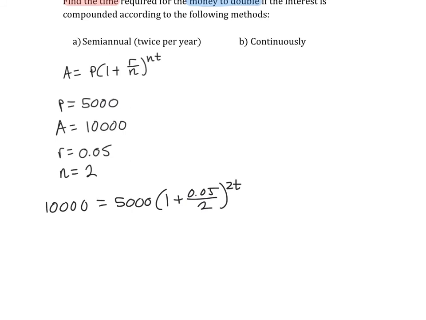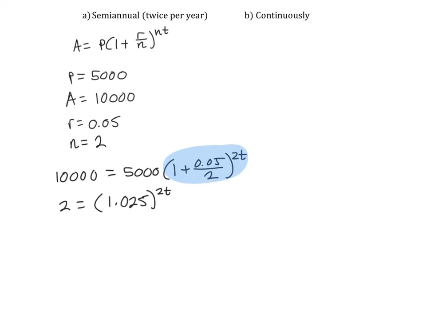Here you can see that we are just solving an exponential equation. Just like we've been doing, we want to start by isolating our exponential expression. So I'm going to divide both sides by 5,000, and let's simplify what we have inside the parentheses. This will become 1.025 to the power of 2t. Now we can finish solving by taking the log of both sides. Here we don't really want to do log base 1.025, so let's just do the common log of both sides.